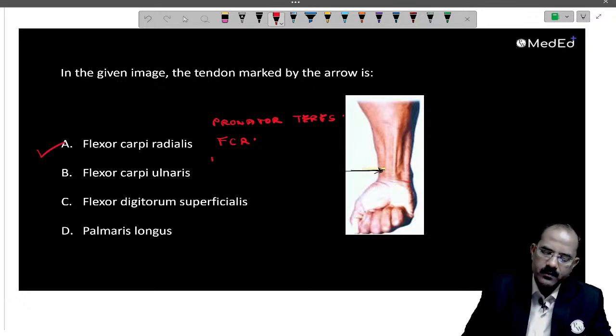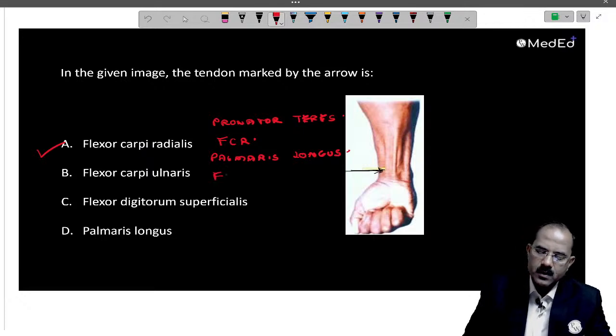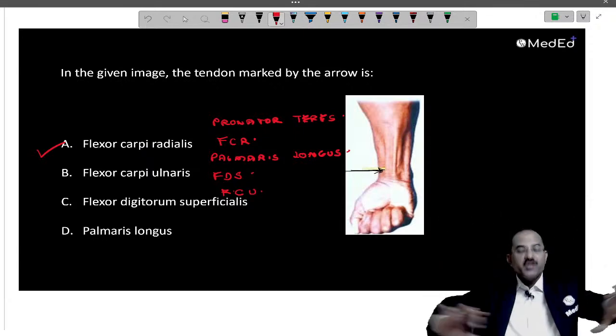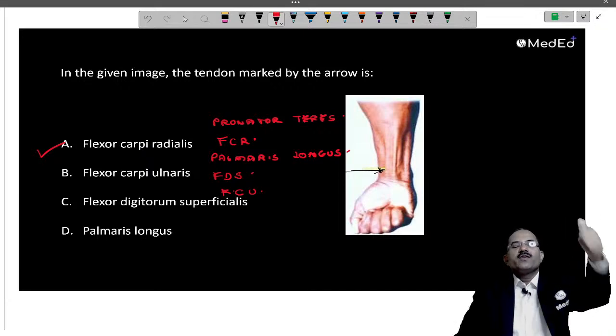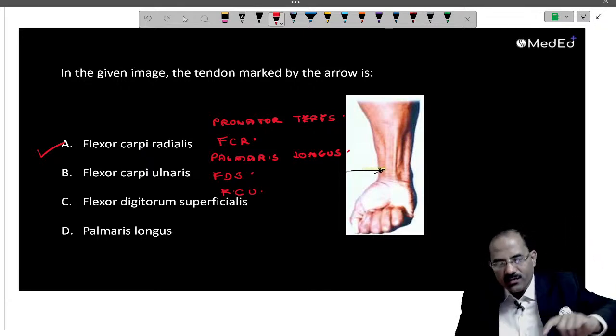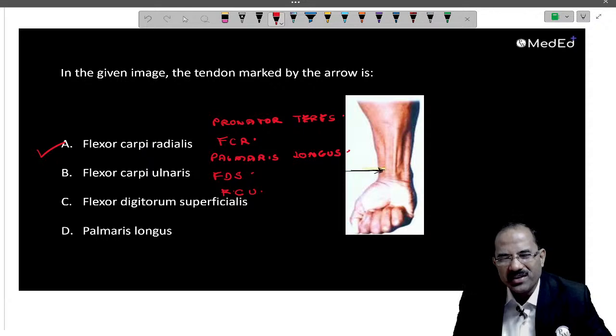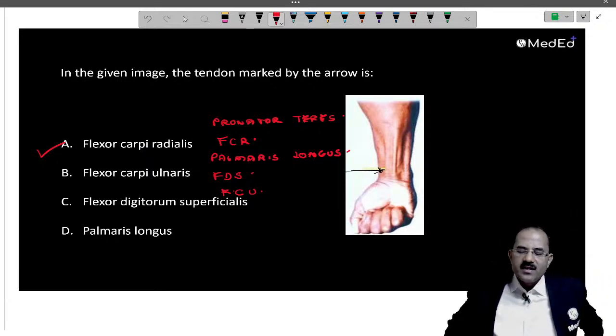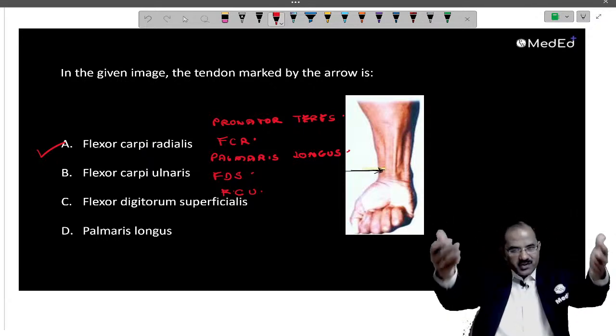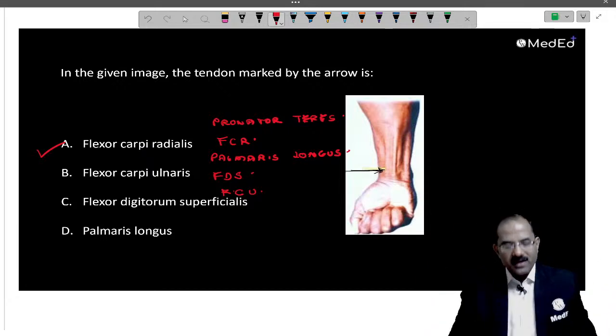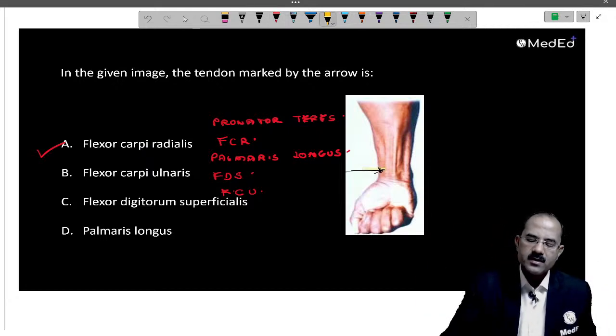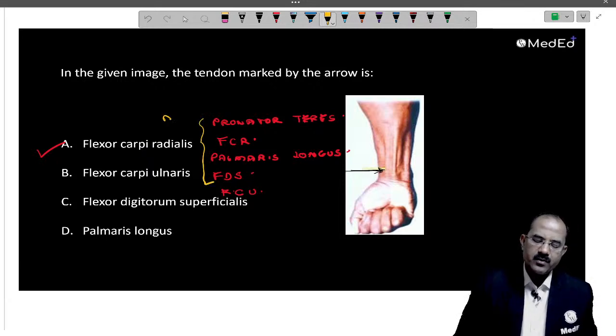The third one is palmaris longus. The fourth is flexor digitorum superficialis. And the last one is flexor carpi ulnaris. So the superficial muscles in the front of the forearm: the first is pronator teres, the second is flexor carpi radialis, the next is palmaris longus, the next is flexor digitorum superficialis, and the last is flexor carpi ulnaris. Out of all these, these four are supplied by which nerve? Median nerve.